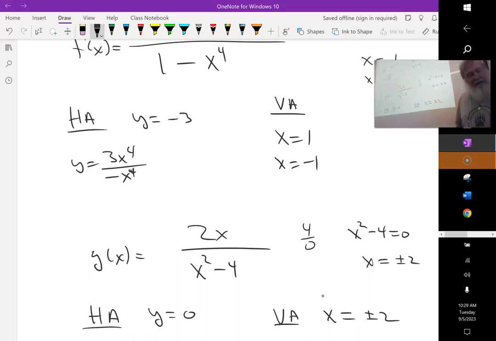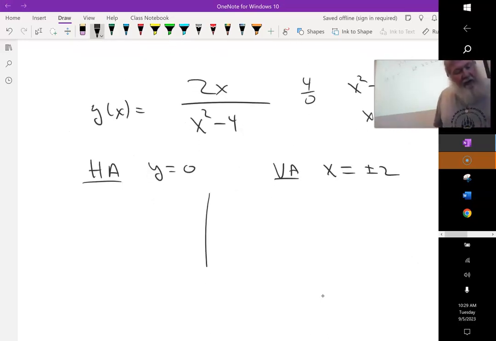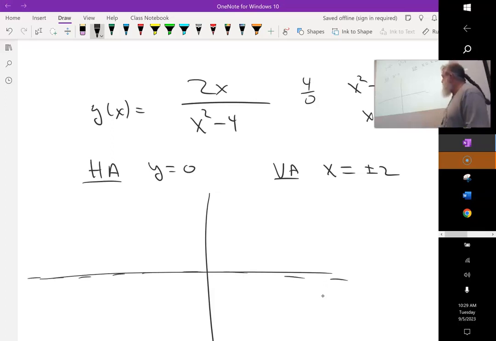So I would know a lot about this graph already. I would know I have a horizontal asymptote, y equals 0. So I know as I go way out to the left, it either does this or what does that. That I can't tell without a little more work. Likewise there. And I know I have vertical asymptotes at x equals negative 2 and x equals 2. And then I would need more information to do much more. Okay.